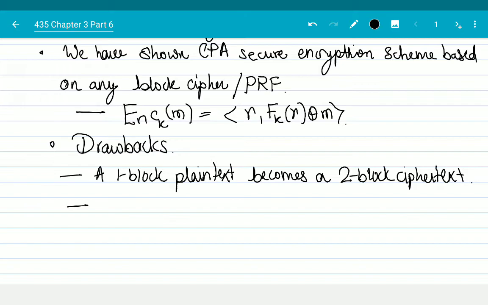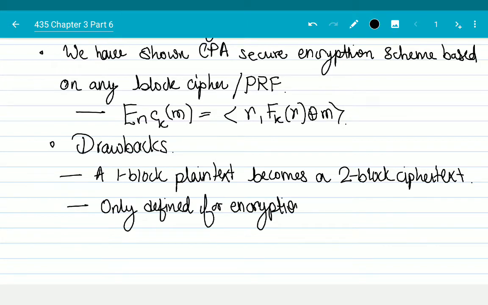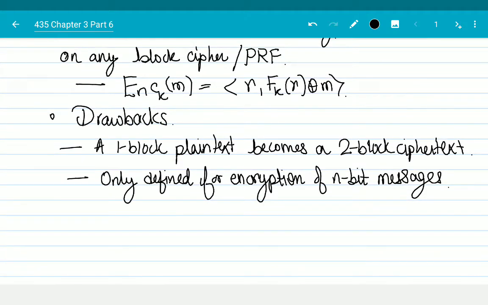And the other problem is it's only defined for encryption of n-bit messages. Once again, because my f is keyed, length preserving, everything only holds for n-bit messages. My keys have to be sent out first. I cannot change the length of my message afterwards. Okay? So that creates a very big problem.